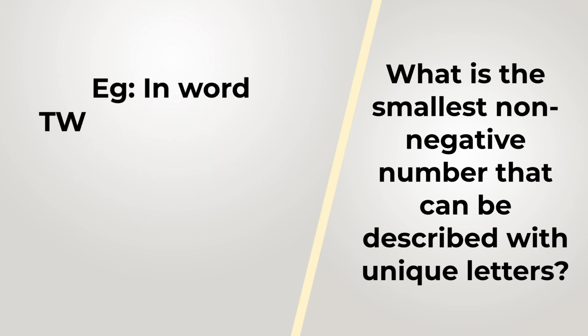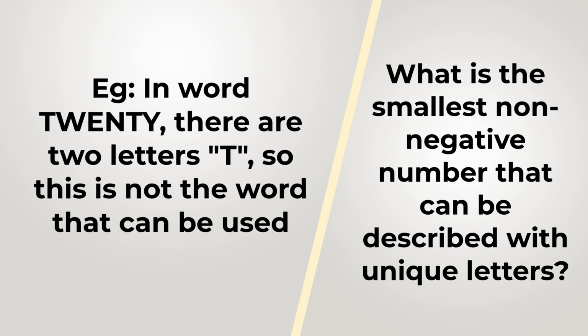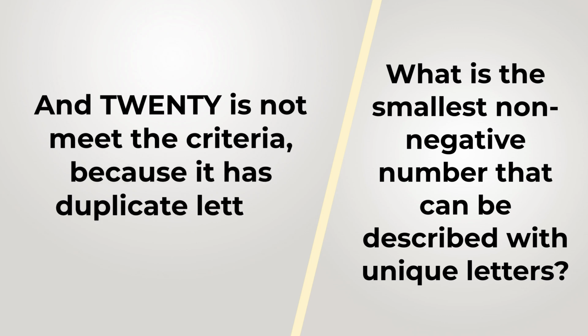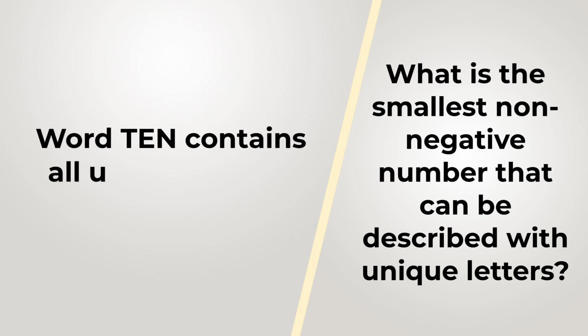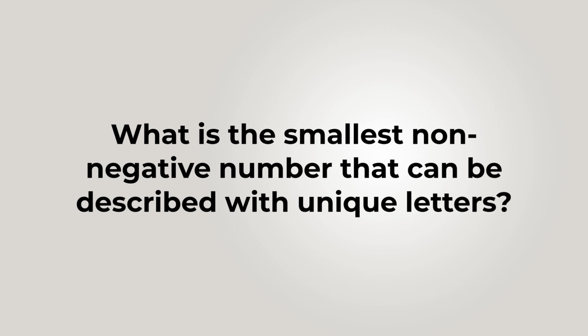For example, in the word 20, there are 2 letters T, which means that 20 is not a word that meets the criteria because it has duplicate letters. On the other hand, the word 10 contains all unique letters. So the question is, what is the smallest non-negative number that can be described with unique letters?